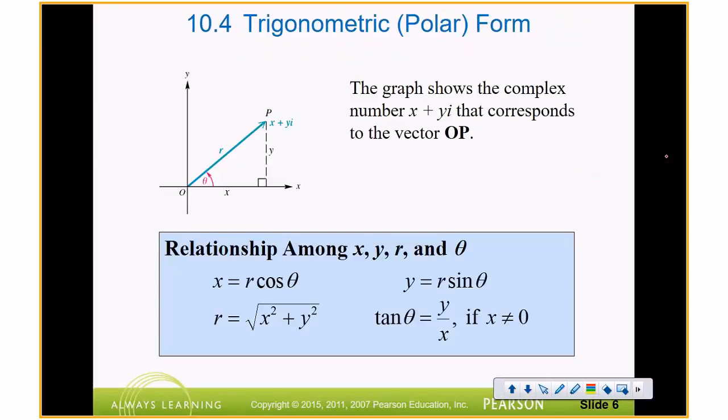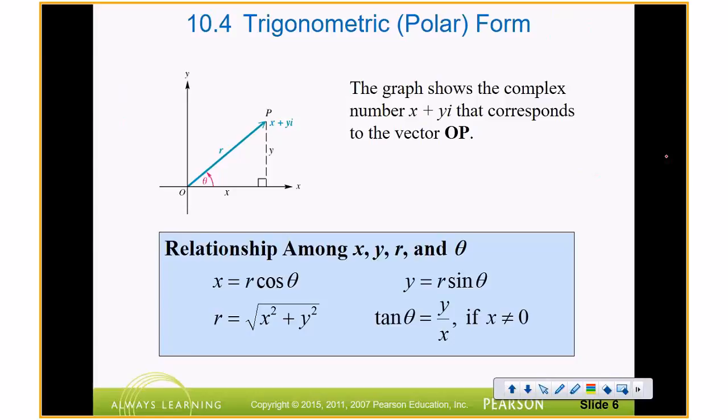Look at that. X equals R cosine theta. Y is equal to R sine of theta. R is equal to the square root of X squared plus Y squared. Do you need to write this down? Not really, because you already know it from 10.1 to 10.3.